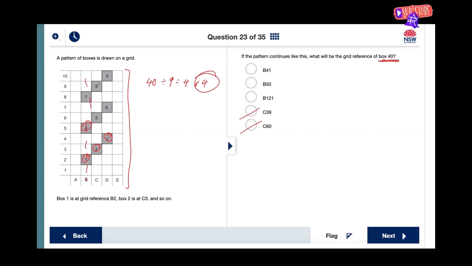For example, 8 is 1 less than 9, and 6 is 1 less than 7. So the rule is n plus 1 equals grid reference, where n is the number of the box. Here I can see 40. 40 plus 1 is 41, so the correct answer is the first option, or A, which we can confirm as correct.